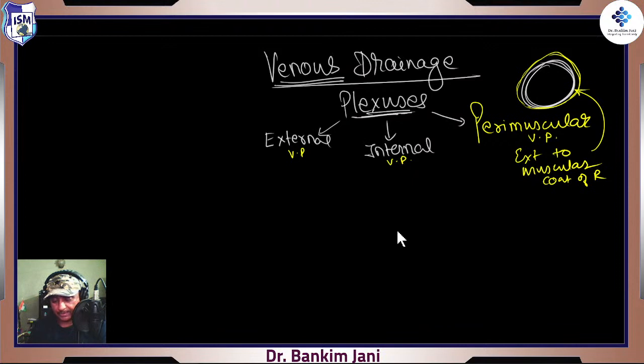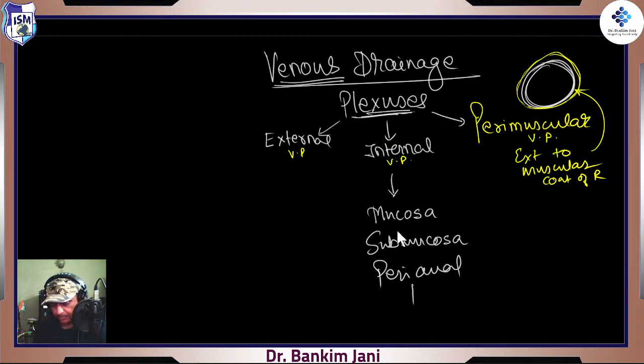Now these are external and internal. So where exactly would they be located? Interestingly, say it is this internal venous plexus. The internal venous plexus will be formed inside the mucosa, submucosa, and the perianal tissue. That's where these plexuses would be formed.